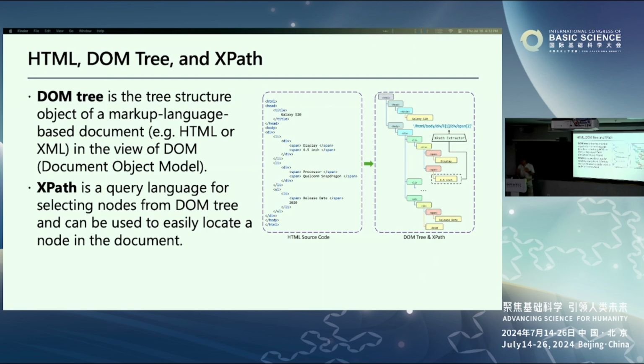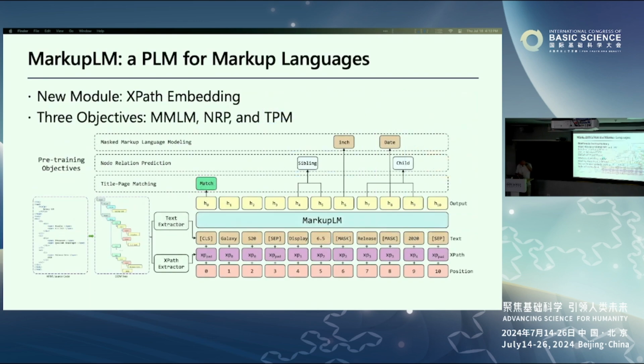So if we can use the XPath as a feature and combine this feature with each word, we can explore if the model can actually use this structure information to do the task we need. So here we try to propose MarkupLM. It's a pre-trained language model for markup language. We introduce new models, called XPath embedding, and we propose 3 objectives to train the model. But the most important one is the XPath embedding component.